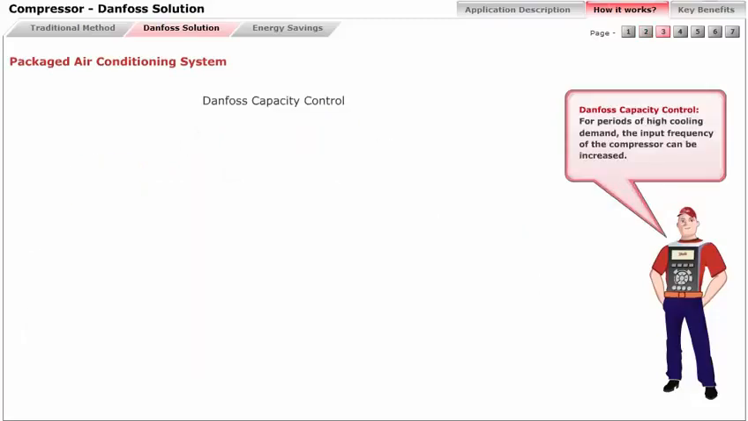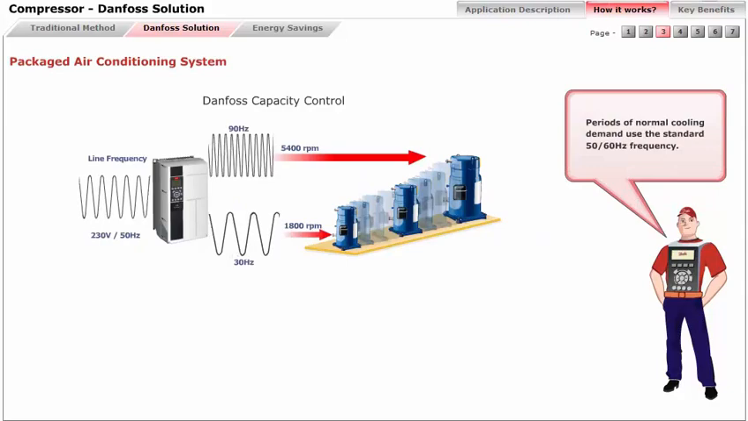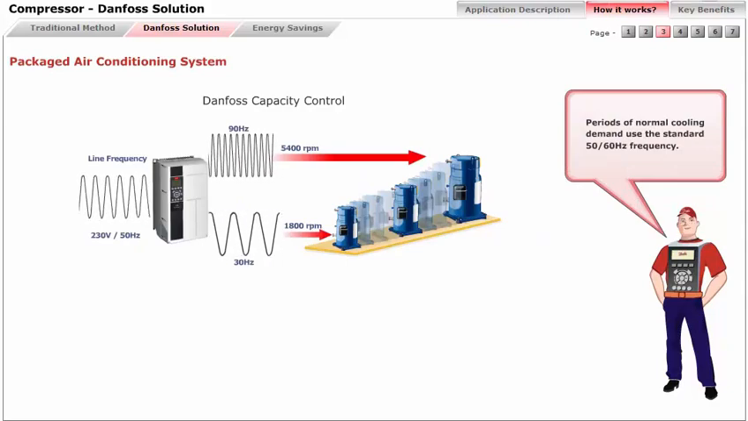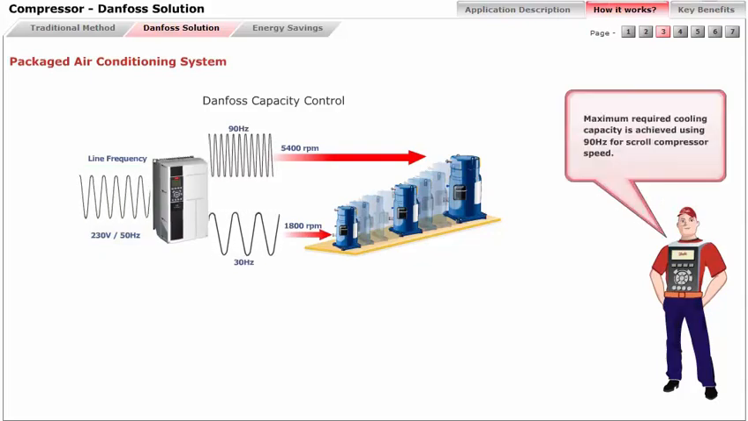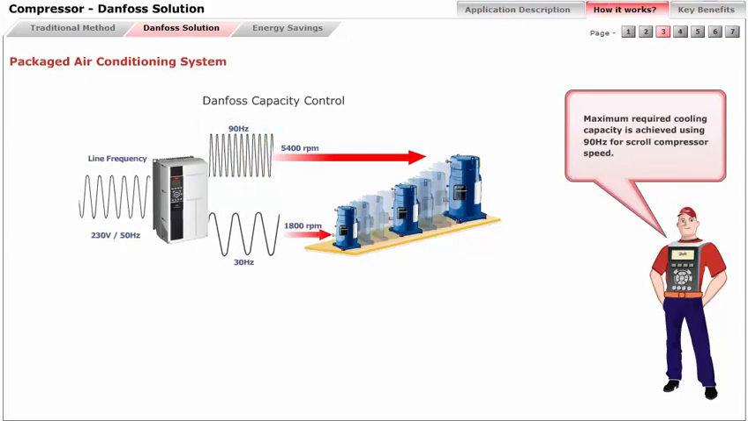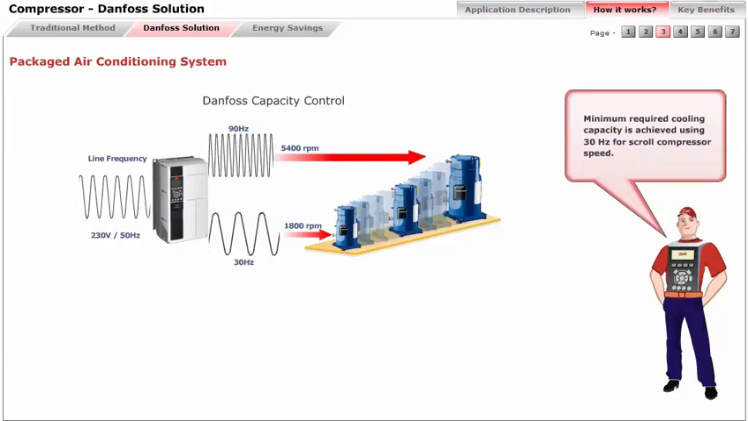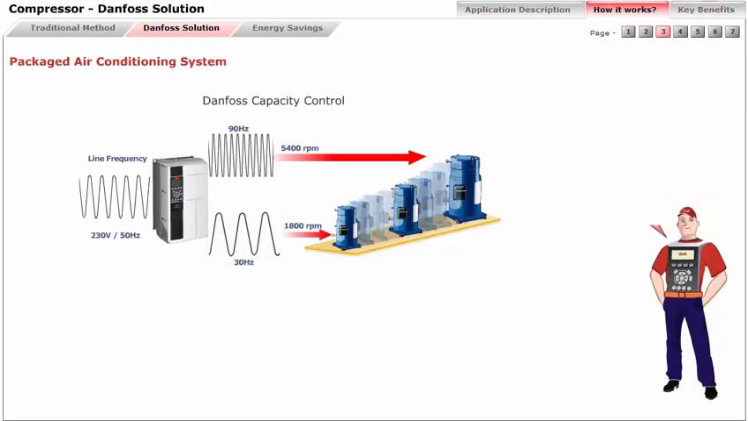Danfoss capacity control. For periods of high cooling demand, the input frequency of the compressor can be increased. For periods of lower cooling demand, a lower input frequency to the compressor is supplied. Periods of normal cooling demand use the standard 50 or 60 Hz frequency. Maximum required cooling capacity is achieved using 90 Hz for scroll compressor speed. Minimum required cooling capacity is achieved using 30 Hz for scroll compressor speed.